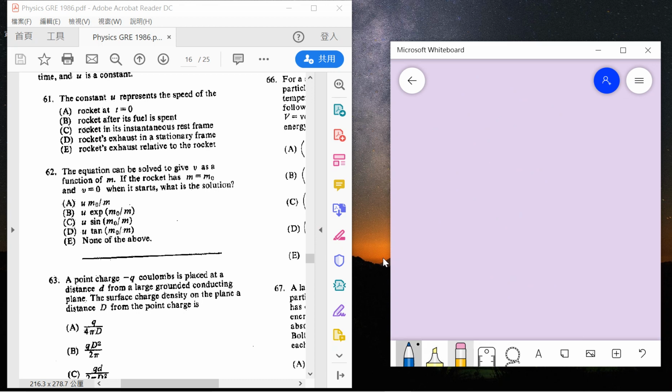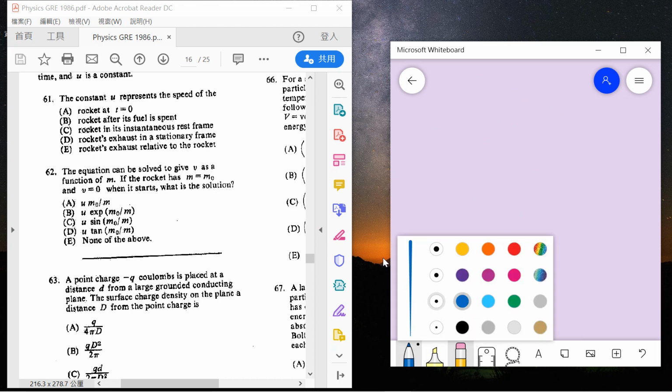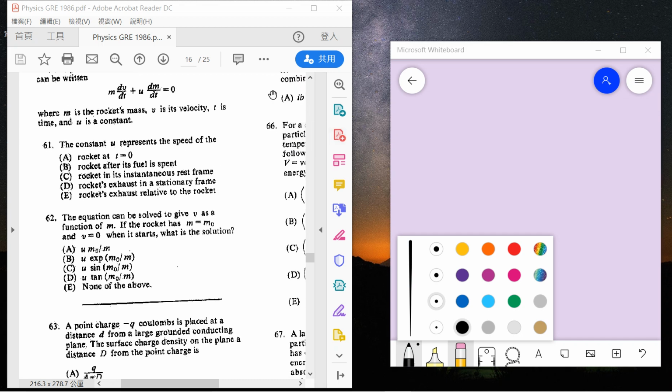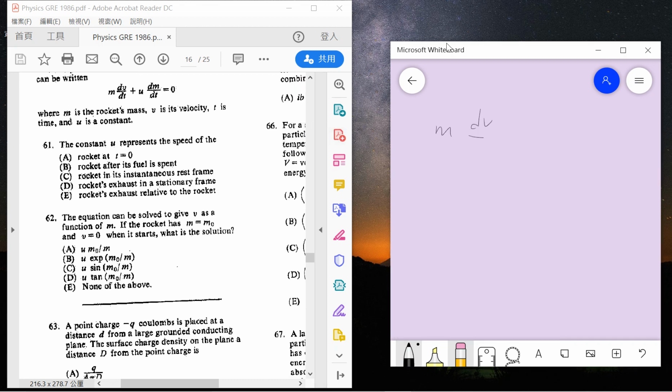Basically, this is not a physics question. This is just solving this differential equation. We want to solve for the relationship of v and m. Basically, this is simple. We just do the so-called separation of variables, and then we do the integration.